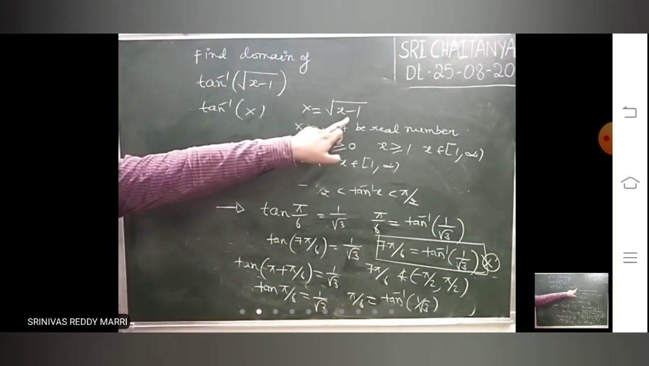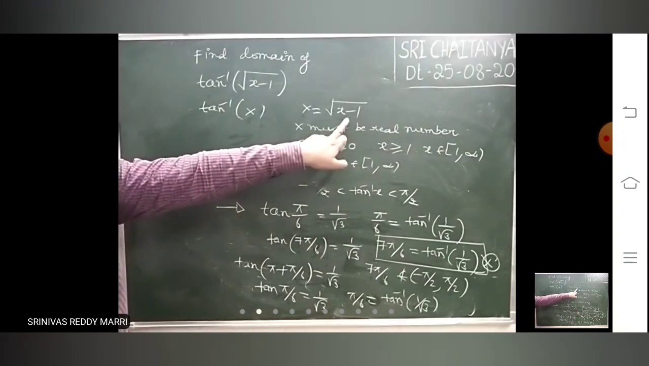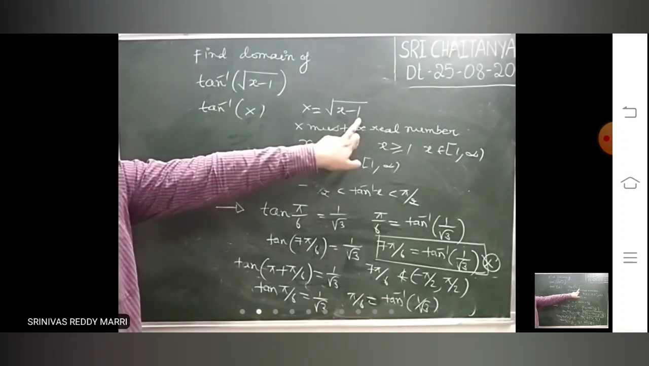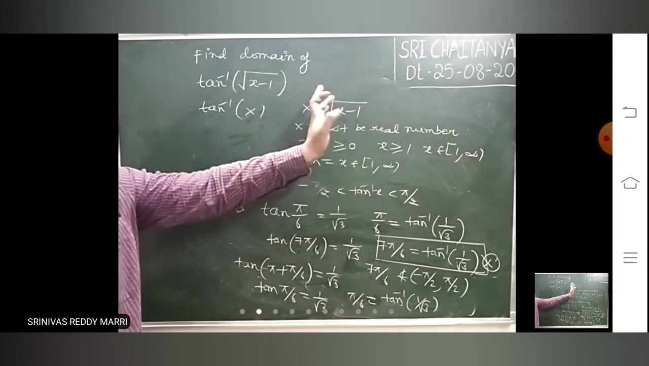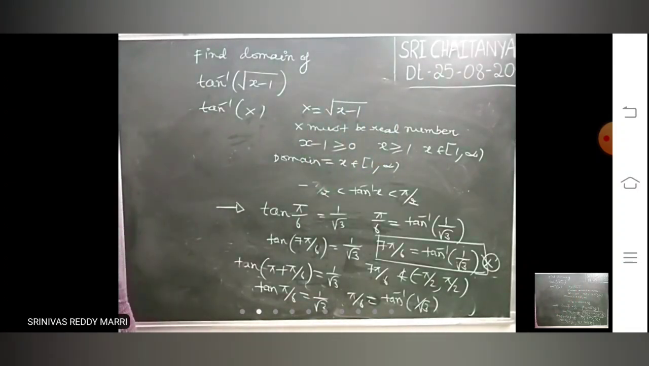Just inside, you take capital X. Capital X must be defined. So it will be defined only if the root is defined. That means inside the root, whatever it is, you write greater than or equal to 0. Right? That is tan inverse x.